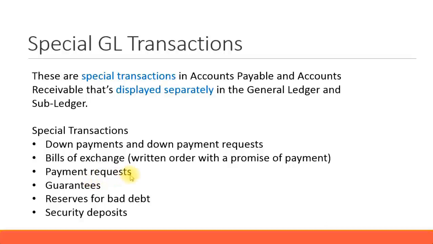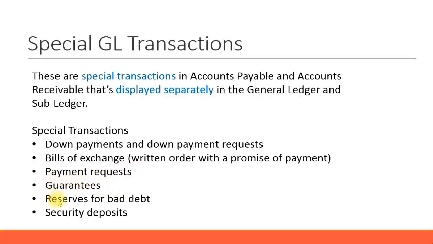Payment request, just like we mentioned earlier, can be a down payment request or any type of payment request. The vendor might ask you to make a payment or an overdue payment. Any kind of request is called a payment request. Again, for requests, there are no financial transactions. It's just a note in the system.